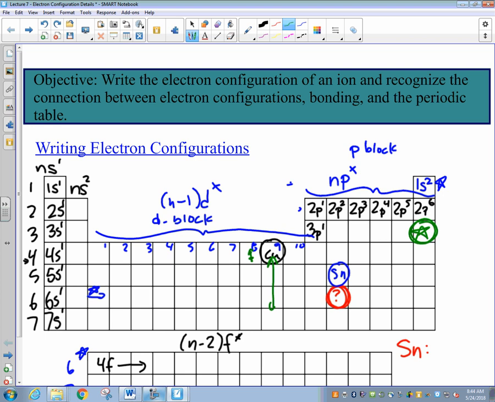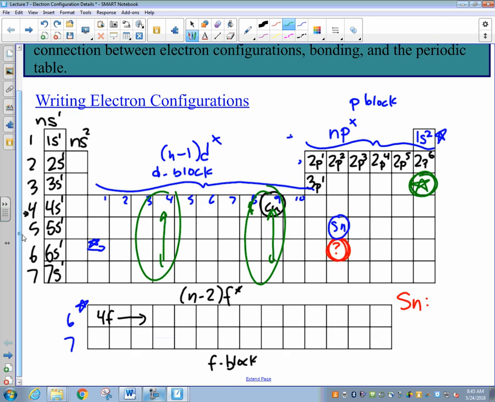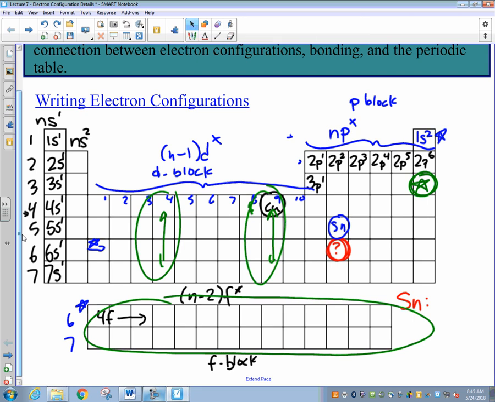The other place where we tend to find some exceptions is where we are about to see a half-filled d orbital. So I would always tend to look for places around in here, places around in here for exceptions. And then unfortunately, the entirety of the f block is kind of a mess. So all of this down at the bottom right here are places where you want to look for those exceptions. In particular, take a look at the actinide series here.